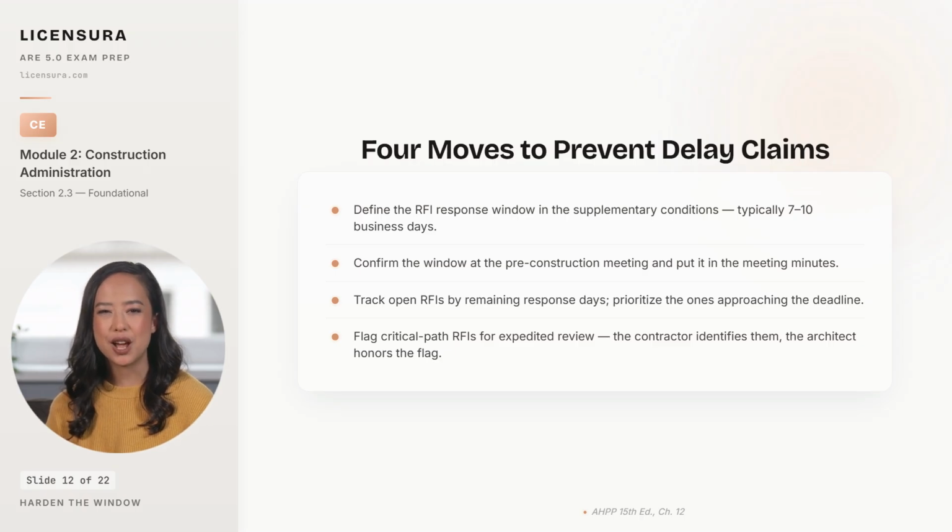And fourth, honor the contractor's critical path flag. When the contractor identifies an RFI as critical path, the architect either responds within the expedited window or accepts that a delay claim on that RFI is fully justified. The discipline is to know which one you are doing and to make the choice consciously. Pulling the time pressure together leaves one rule that holds the architect's professional liability position.